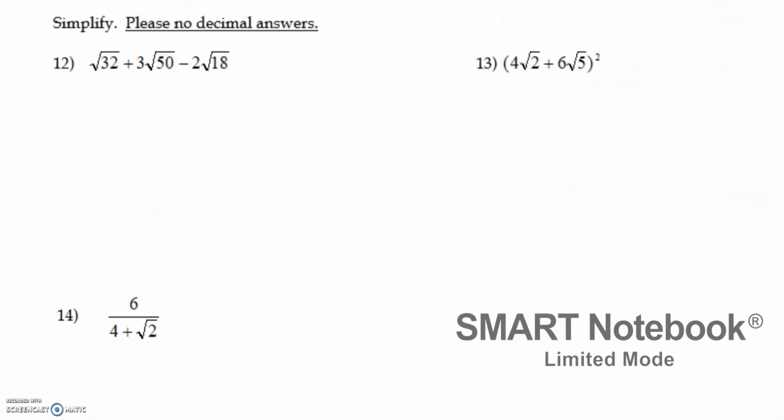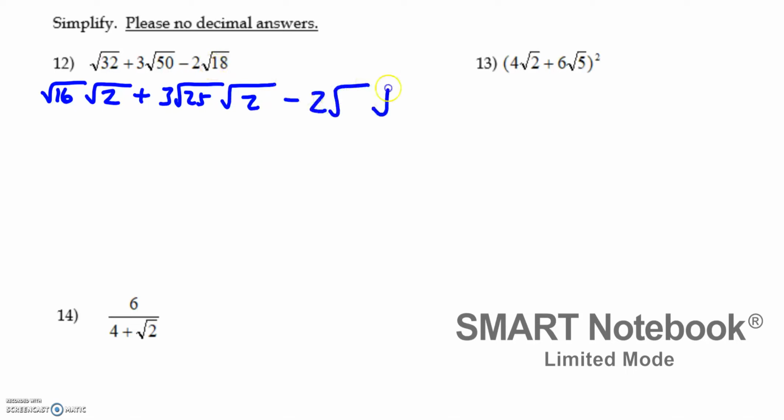Number 12, please simplify and please no decimal answers. The goal for 12 is to see if I can combine any like terms. As of now, the root 32, the root 50, and the root 18 cannot be combined because the radicand is not the same. However, if I try to split these radicals, root 32, the biggest perfect square is 16 times 2, plus 3 times root 50, as we saw in an earlier problem, is 25 times 2, minus 2 root 18, the biggest perfect square is 9 times 2.